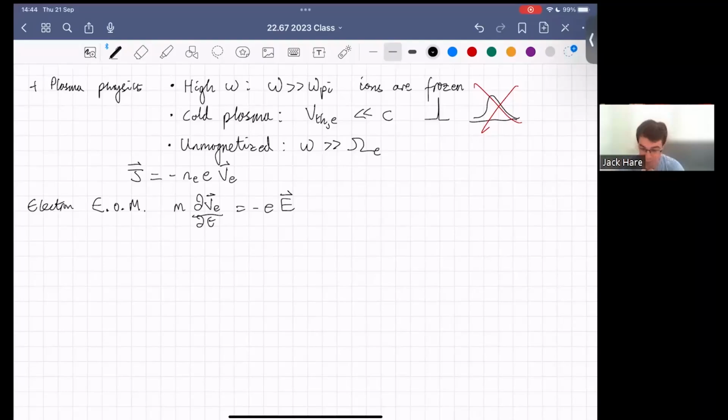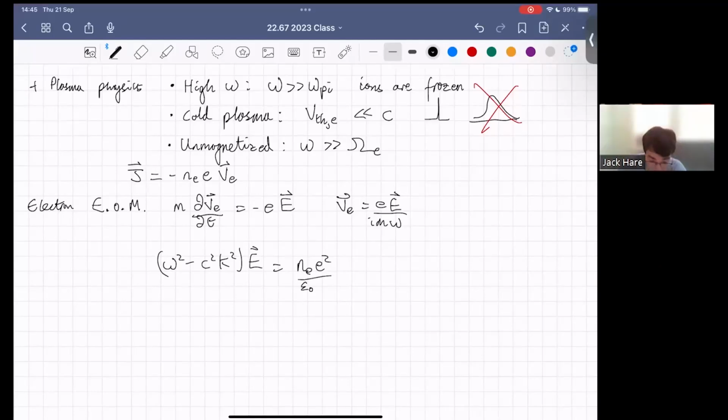Okay, so we could rearrange that so that we have v_e is equal to e vector E over i m omega. We've done the same Fourier transform trick that we did with all the other quantities. We assume it's going to be oscillating in some way. Substitute that back into our equation for E, and we'll get omega squared minus c squared k squared, E, as we had before, is equal to n_e e squared over epsilon naught m_e, capital E.